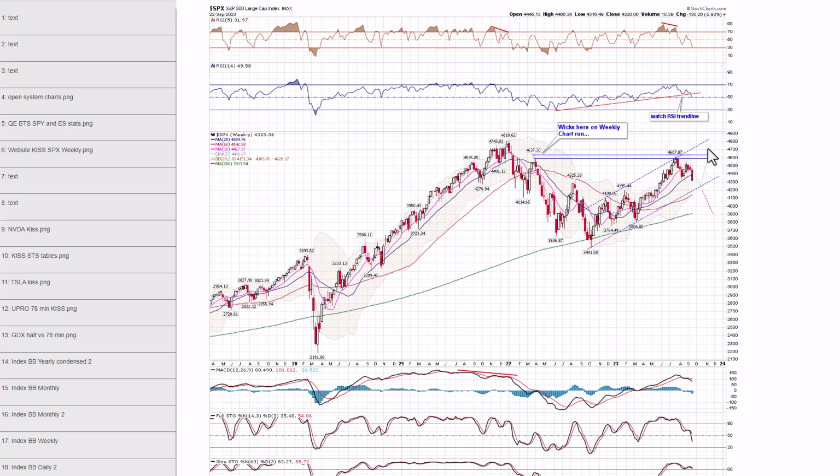One thing, this RSI trend line broke. That's a negative here. The more bearish view would be that we put in a major top up here and we're going to break the channel and go down like you see in red.